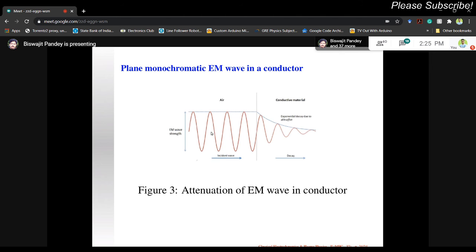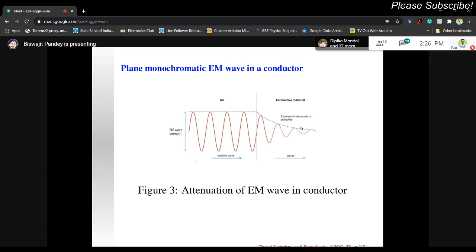And this is another cartoon picture. Electromagnetic wave in air has the same amplitude, it is not changing, but as soon as it encounters a conductor, the amplitude gradually decays away, right? It decays, and that is the effect of this attenuation.